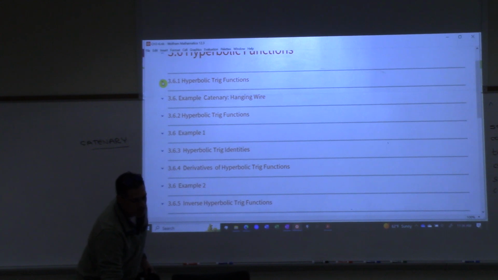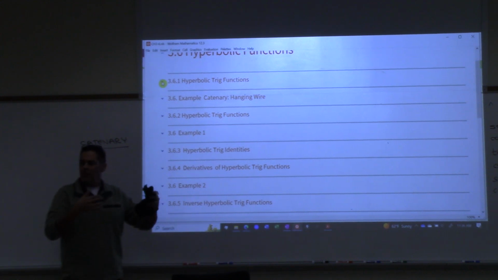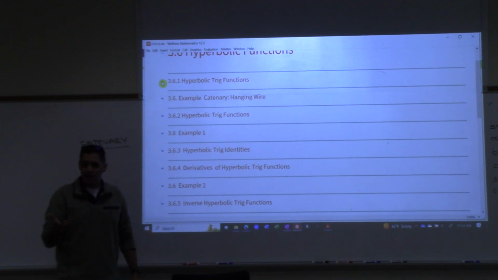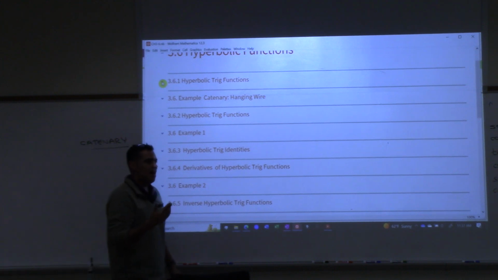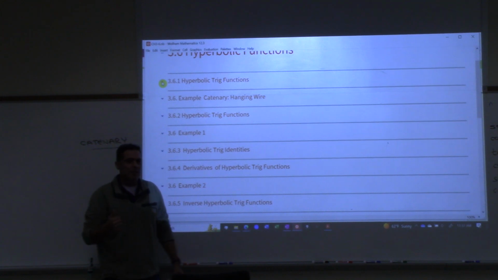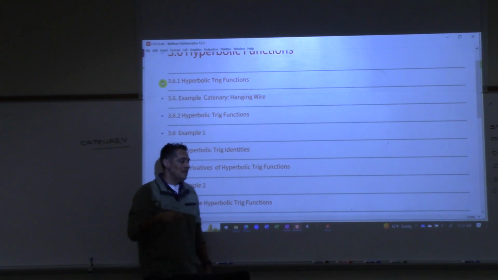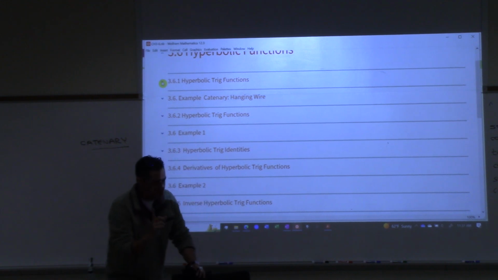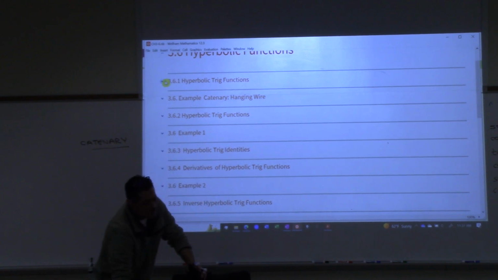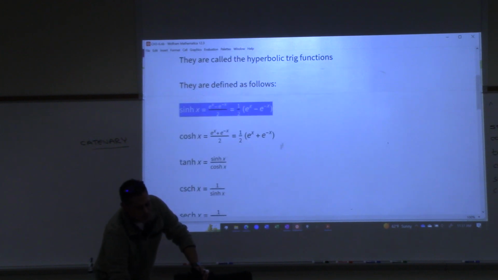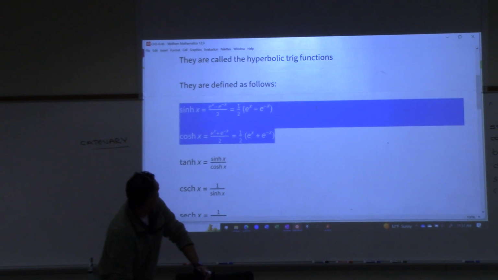All right, so here they are. I've told you kind of where they come from. With the hanging wire, I can't prove it to you. Now, the precise definition: with sine, we have a precise definition. Sine of an angle of a right triangle is opposite over hypotenuse. But if you're on a circle, sine is the y-coordinate divided by the radius. So there are precise definitions for sine and cosine, but not hyperbolics yet. So here are the precise definitions for sine and cosine hyperbolic.